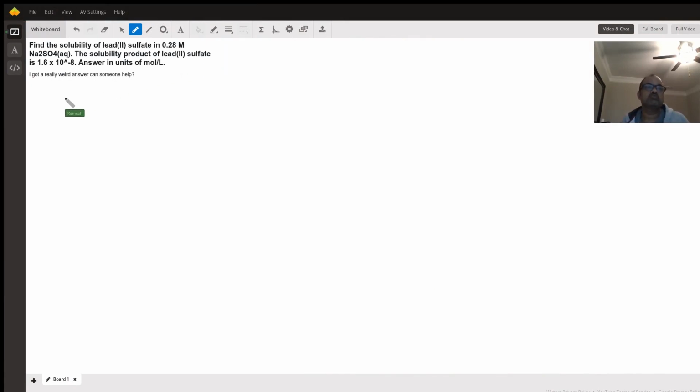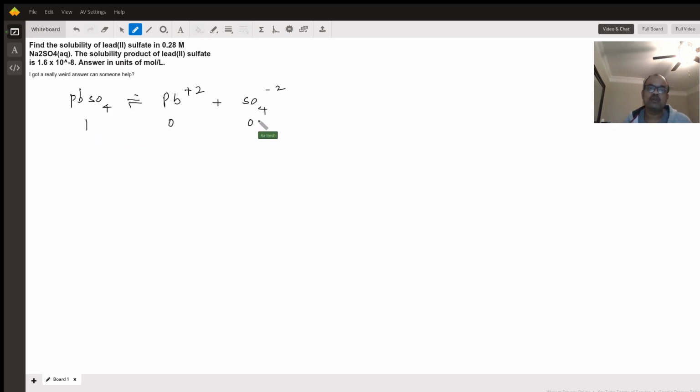So the lead sulfate equation is PbSO4. When PbSO4 undergoes dissociation, it will produce one Pb2+ ion and one sulfate ion. So for the solubility dissociation, you will write 1, 0.